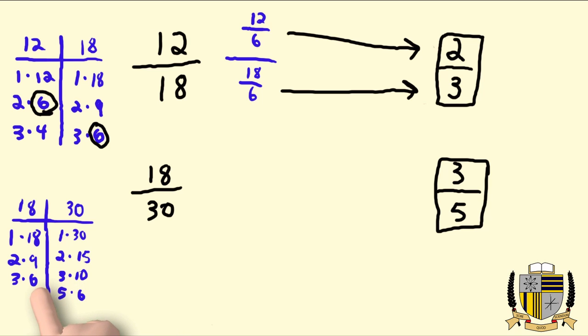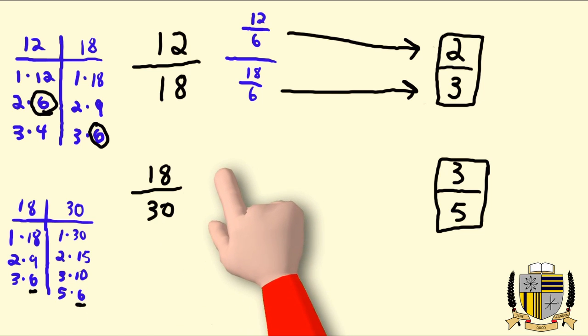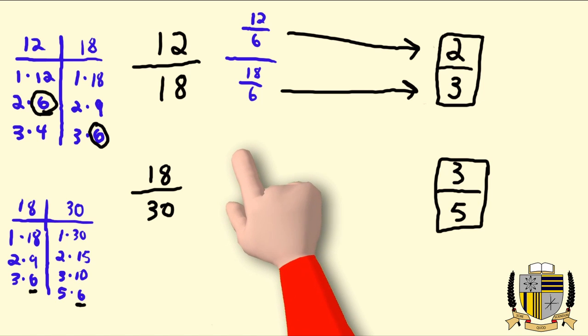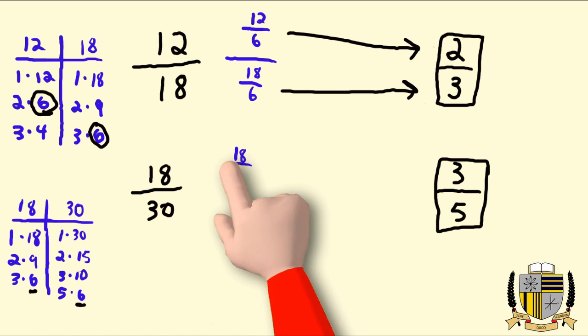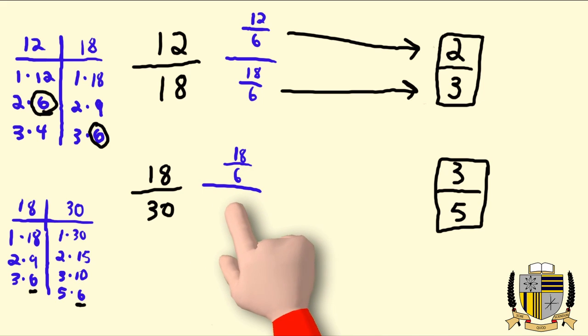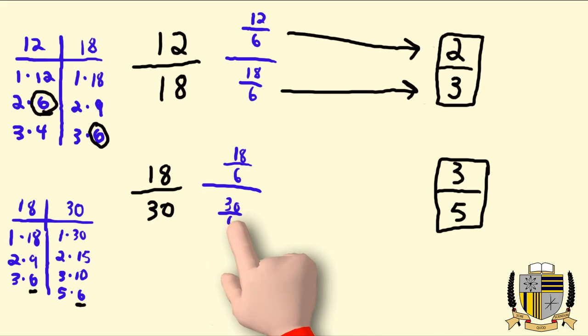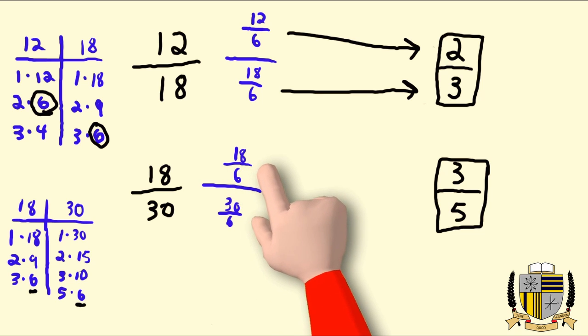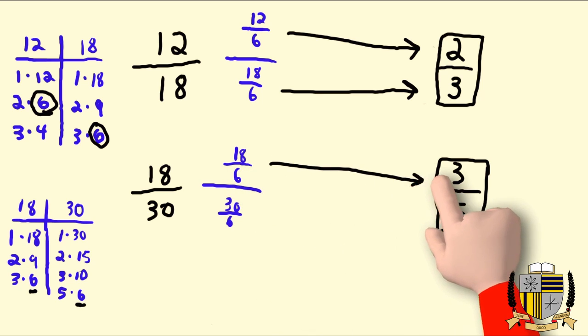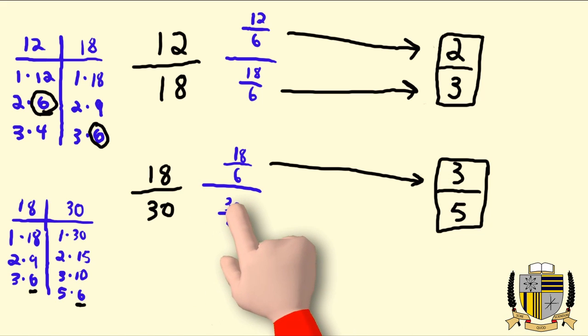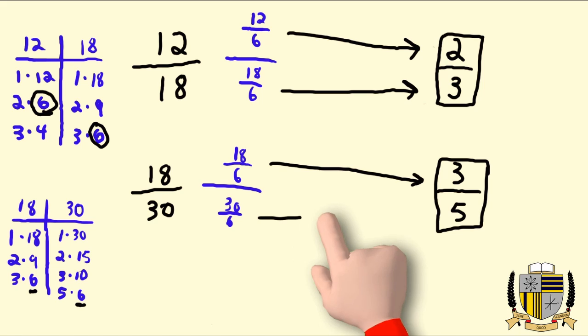And just by looking at this, we can see the largest that is common among them is again 6. That's the largest number that is common. So this is the greatest common factor. So we divide both the numerator and the denominator by the greatest common factor. So it's 18 divided by 6. That gives us that 3 that we had originally. And the 30 divided by 6 gives us the 5.